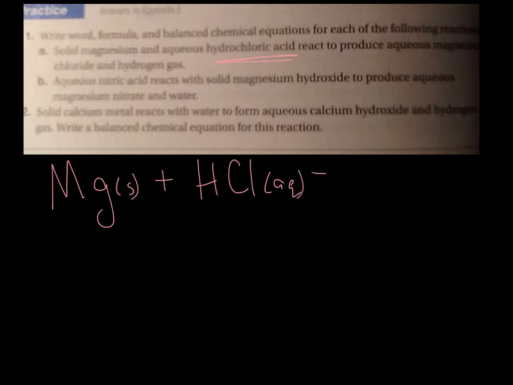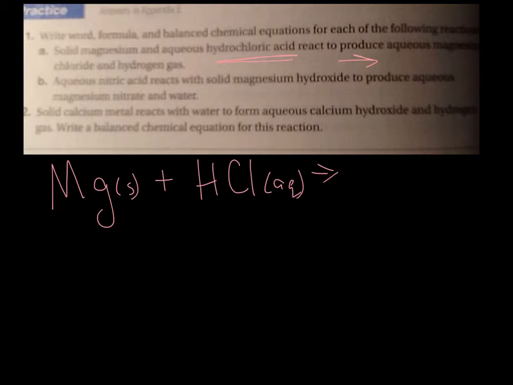Magnesium has a formula of Mg, and it's solid, so we'll put S in parentheses. Aqueous hydrochloric acid, now going back and looking, hydrochloric acid is HCl, and it's aqueous, so we'll put AQ behind it. Then to produce, this is where we'd put our arrow, aqueous magnesium chloride.